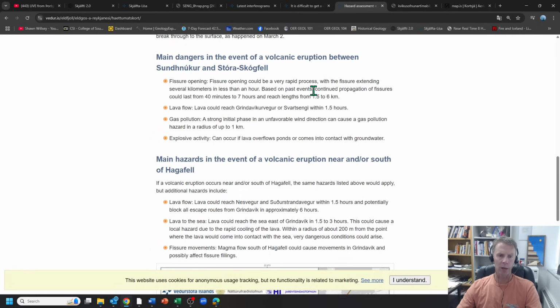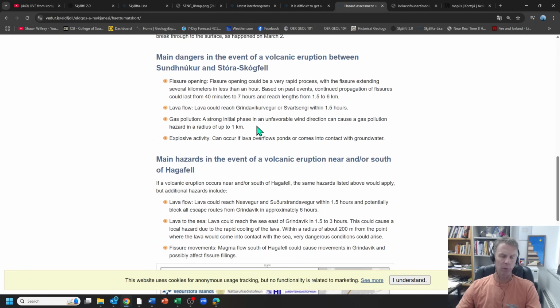Could be a very rapid process with the fissure extending several kilometers in less than an hour. Fissures could be as long as 6 kilometers, and continued propagation of fissures could last anywhere from 40 minutes to 7 hours. Lava flows are obviously the big hazard that we're looking at here, and lava could reach the road to the west of the expected vent area and the power plant area within an hour or so.